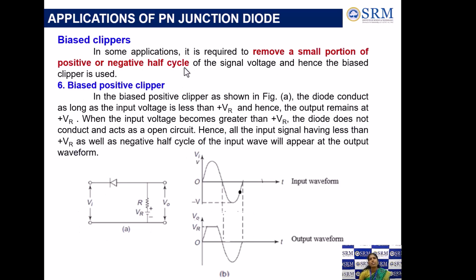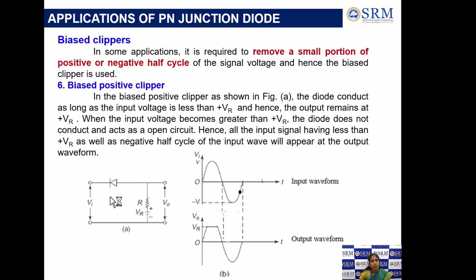In some applications, it is required to remove only a portion of the positive or negative half cycle. Previously, we saw the completely positive half clipped, or else the negative portion clipped. Now, we need to remove only a portion. So in such a case, we need biased clippers. There are two types: one is the biased positive clipper and the other is the biased negative clipper.